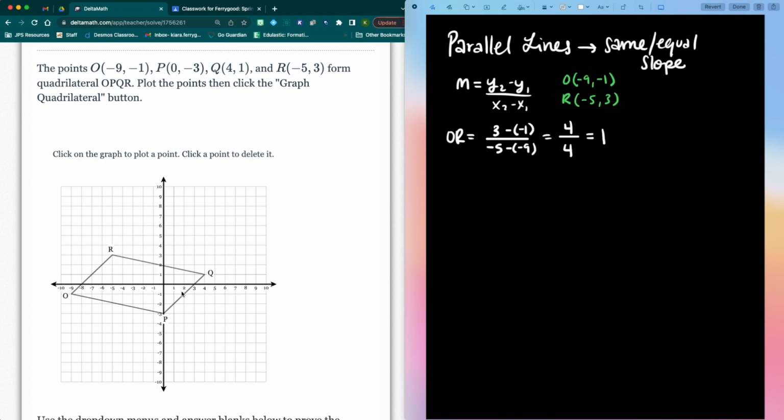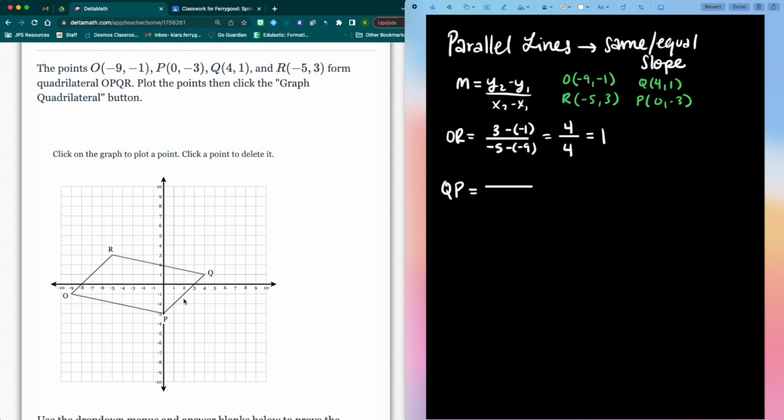If it's a parallelogram, then those opposite sides are going to be parallel to each other, which means they'll have the same slope. So I'm going to calculate the slope of QP. I know that's OR, and now I'm talking about Q and P. I have Q at (4, 1), and I have P at (0, -3). Now let's calculate the slope of QP.